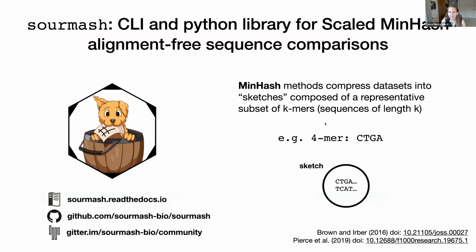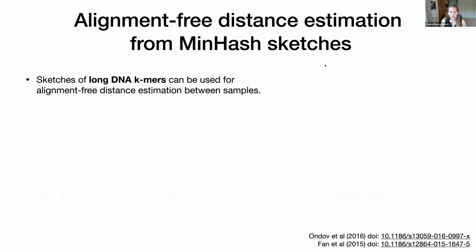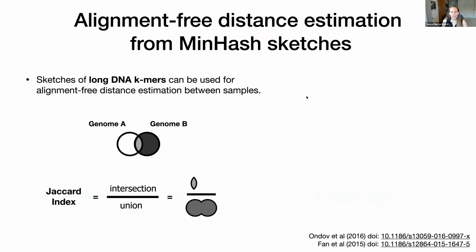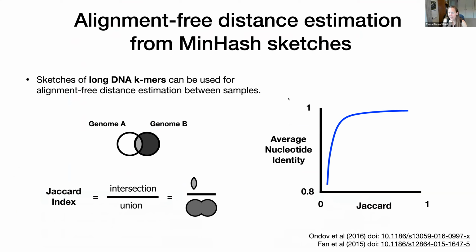Min-hash methods have been around for a little while, and they compress data sets into sketches composed of a representative subset of their k-mers. We know that long DNA k-mer sketches can be used for distance estimation between samples. So if we have a genome A and genome B, then the sketch is here. We can compute the Jaccard index, the intersection over the union of those sketches. And as was published in 2015, 2016, the Jaccard has a relationship to average nucleotide identity. So we can get an estimate there.